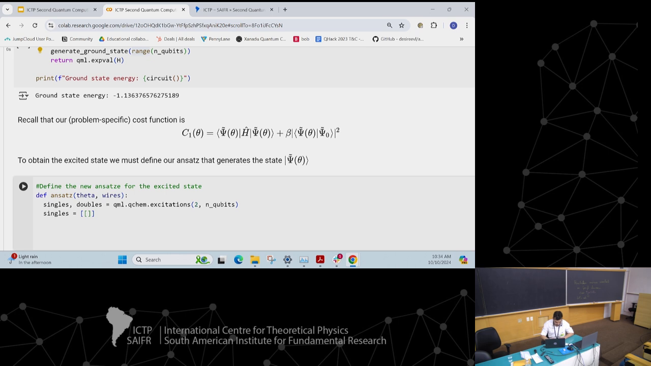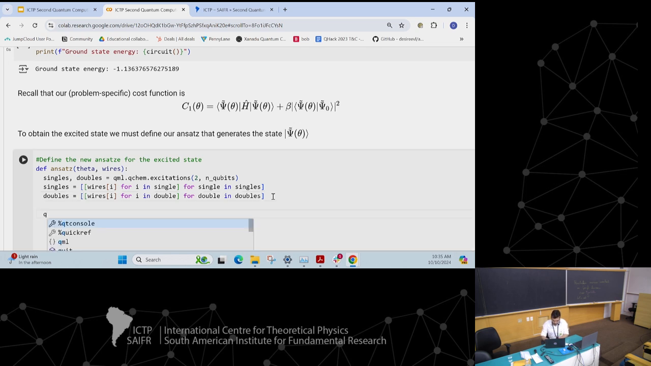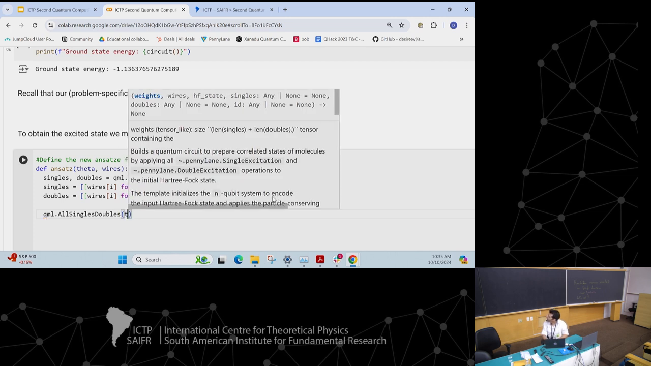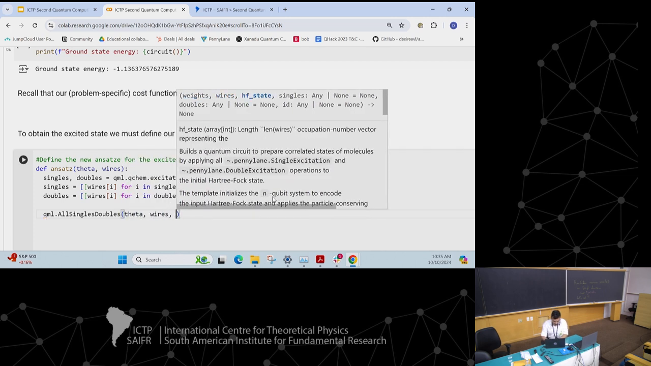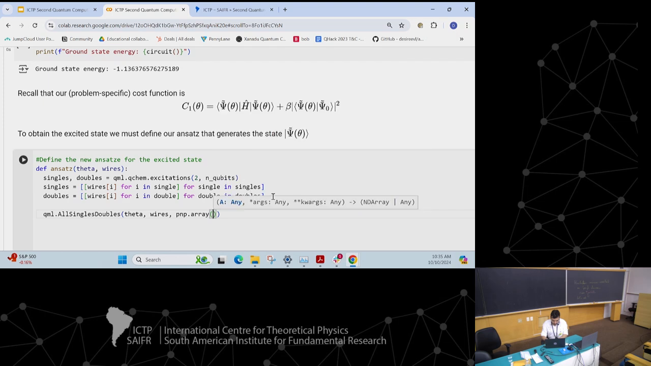This is actually quite long, so let me speed things up. Okay, out of all of the singles and doubles, we're going to break this up into just the specific wires that they'll be acting on. And I'll explain this in a moment.